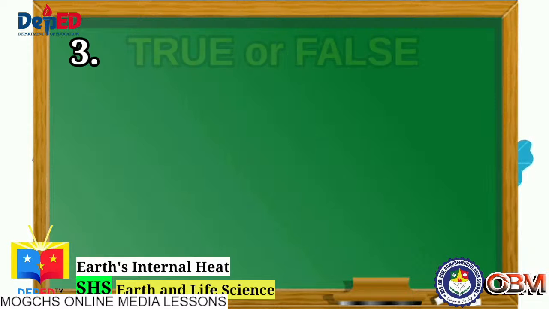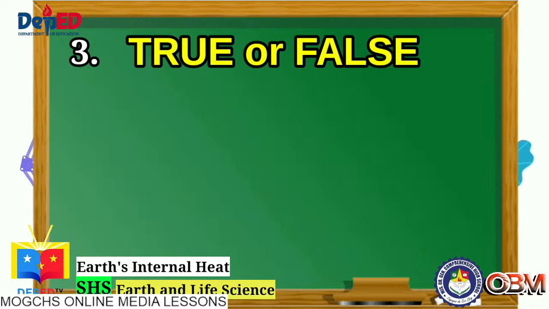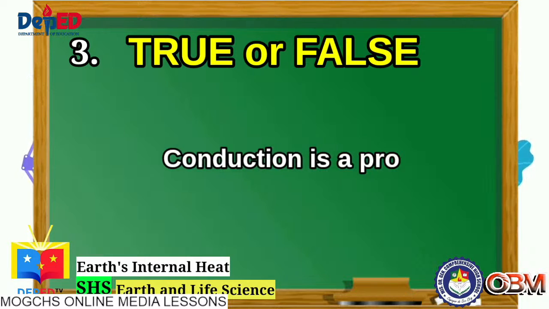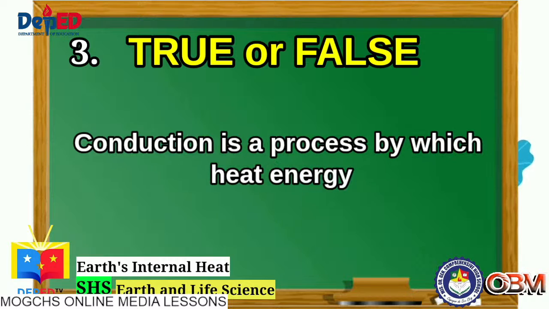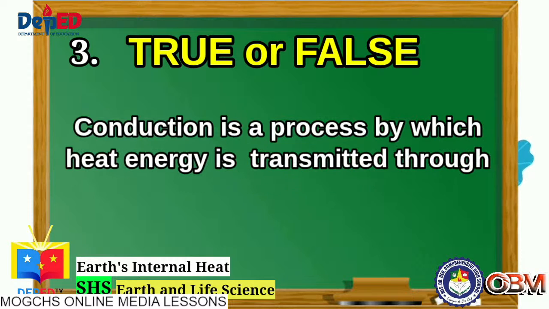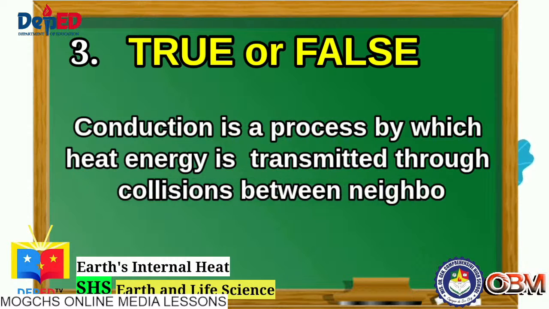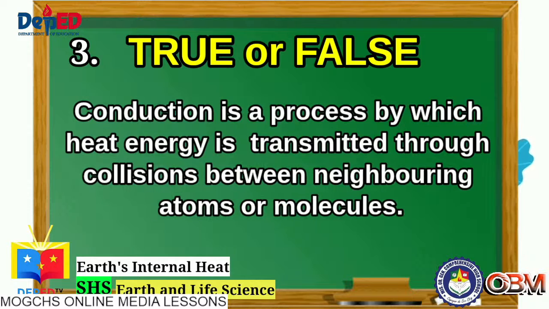Number 3. True or false? Conduction is a process by which heat energy is transmitted through collisions between neighboring atoms or molecules. Again, true or false? Conduction is the process by which heat energy is transmitted through collisions between neighboring atoms or molecules.